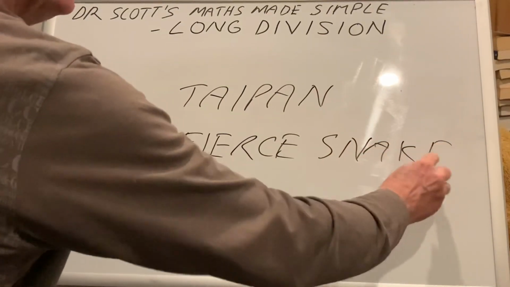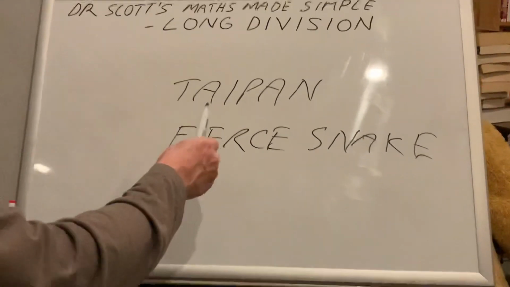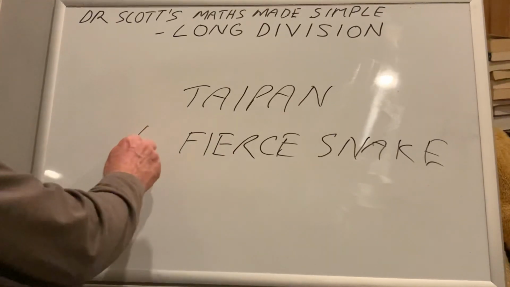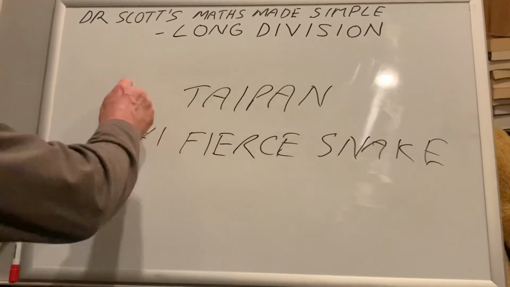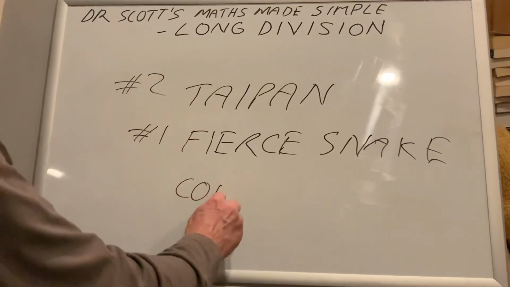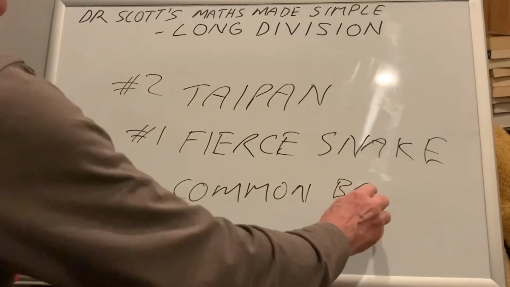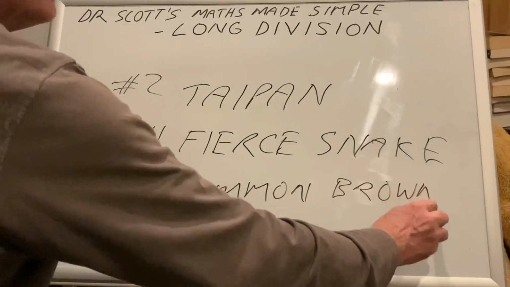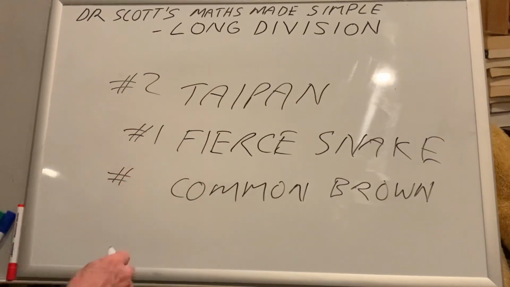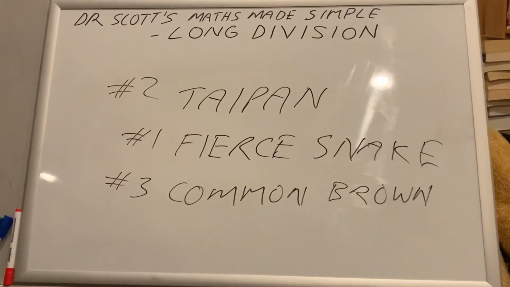A fierce snake, and it took over from the taipan as the deadliest land snake in the world. So the fierce snake is number 1, taipan's number 2, and the common brown, which is very common in Australia, unfortunately, is the 3rd most deadly land snake in the world, number 3. Okay, enough of snakes. I don't want you having bad dreams.